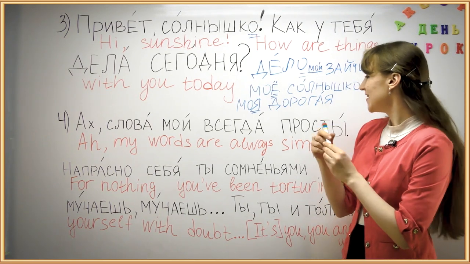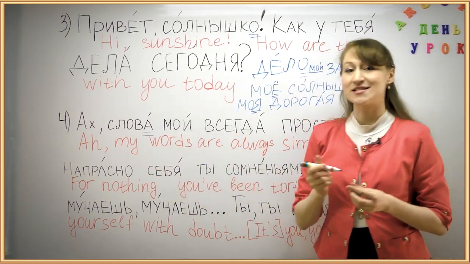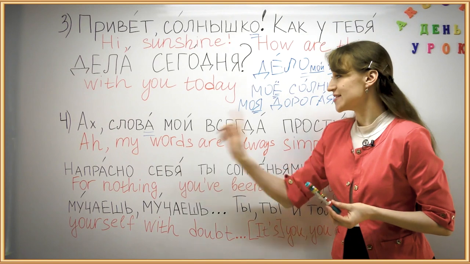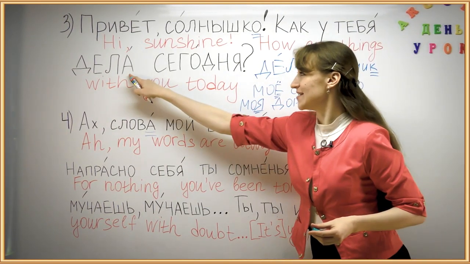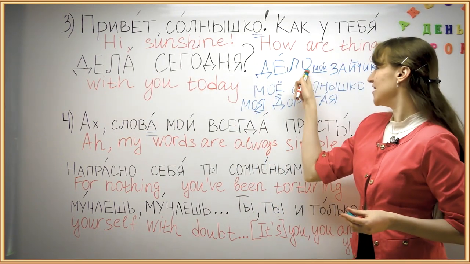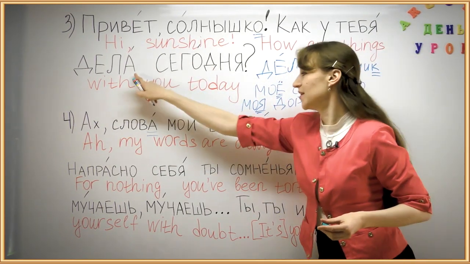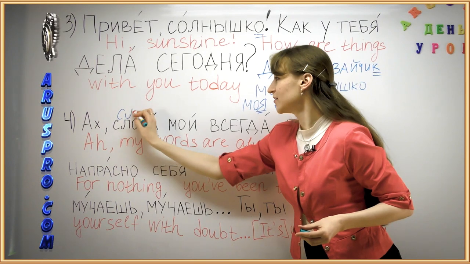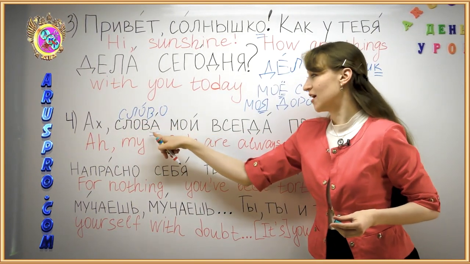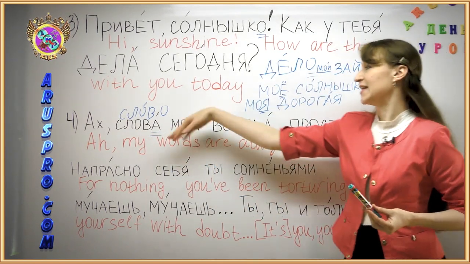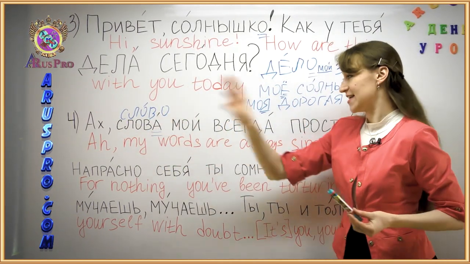Nouns in plural. Here we have слова, words. Do you remember the singular form? The ending а, right? Дело, дела. Слово, слова. Short words, they change their emphasis.